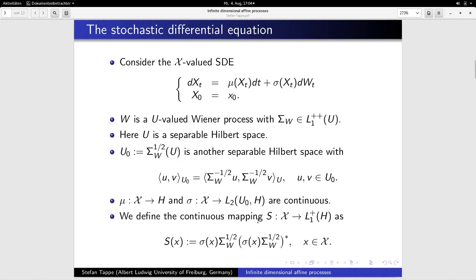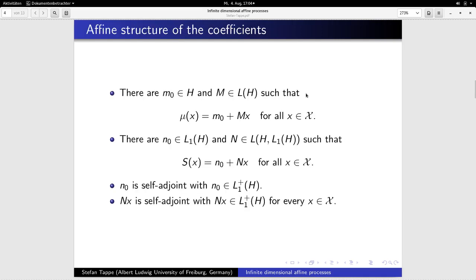And we also introduce the dispersion function S, and this will simply give us the quadratic variation of a solution to this SDE, provided it exists. At the moment, there are no further assumptions about the coefficients. When we speak about affine processes, we also need an affine structure, and you see this on the slide. So the drift has this affine structure, and the dispersion function that we have introduced also has an affine structure, as you see here.